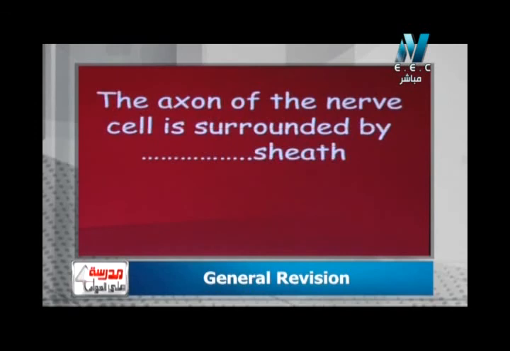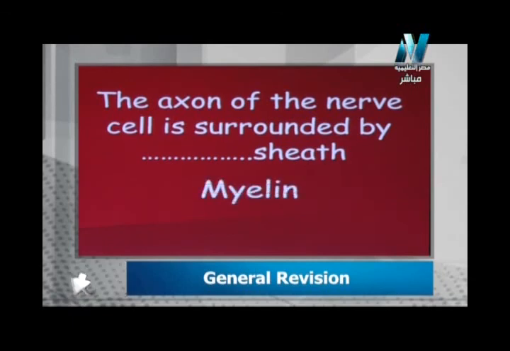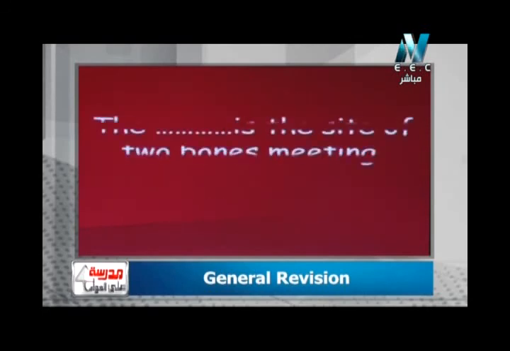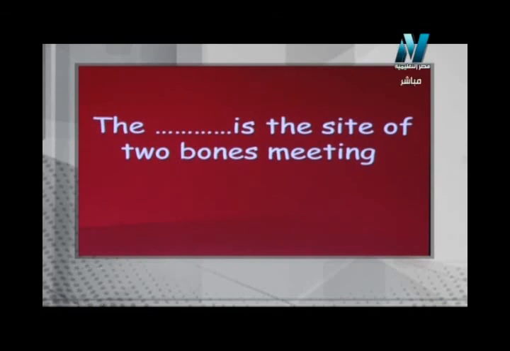Let us revise another question. The axon of the nerve cell is surrounded by what sheath? The myelin sheath. The axon of the nerve cell is surrounded by the myelin sheath. Okay, the joint is the site of two bones meeting.